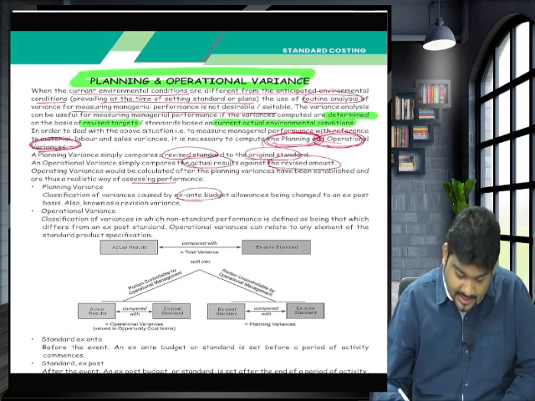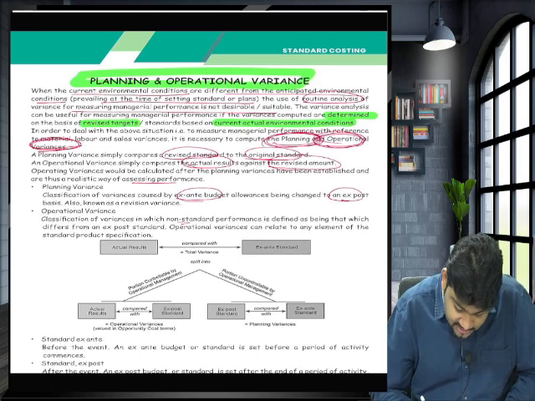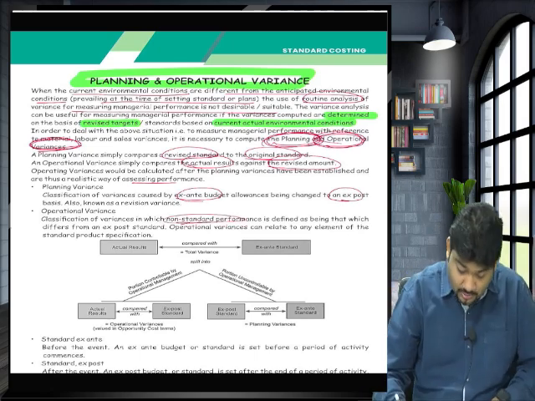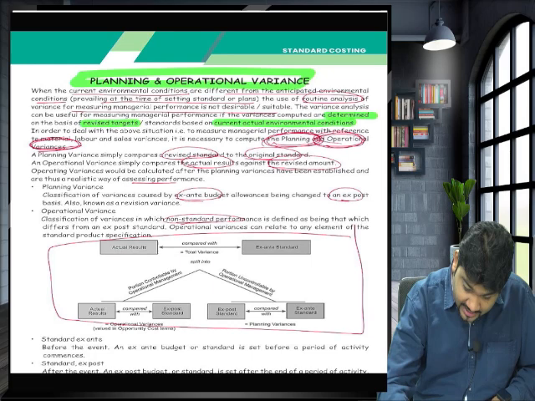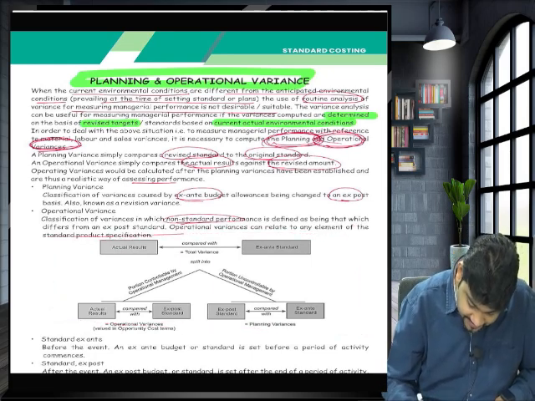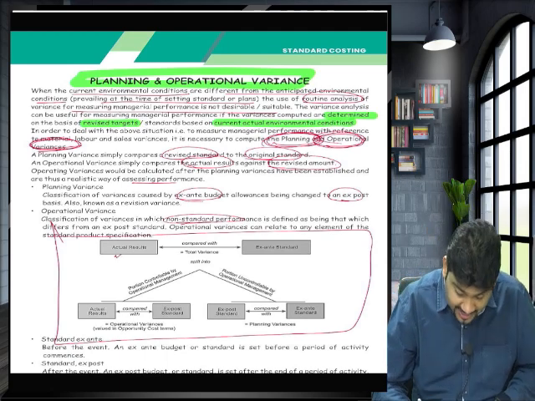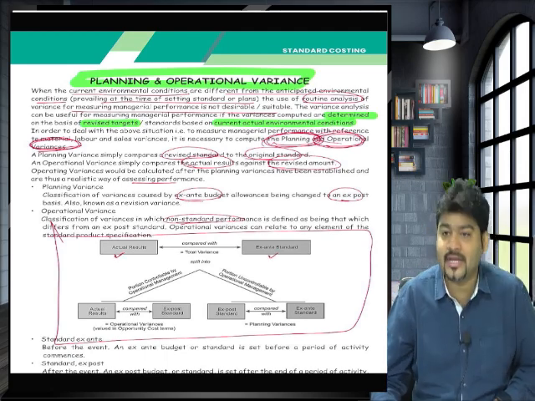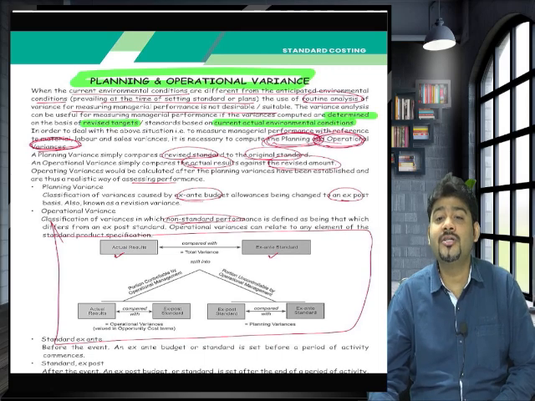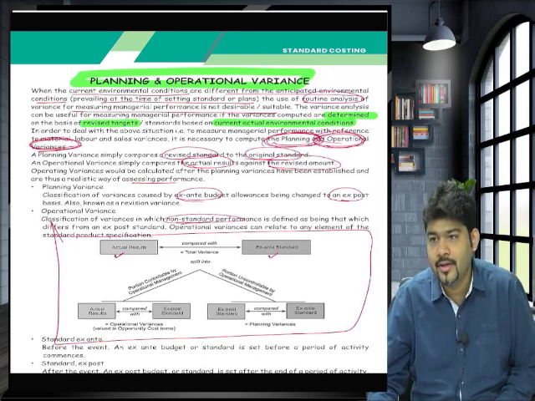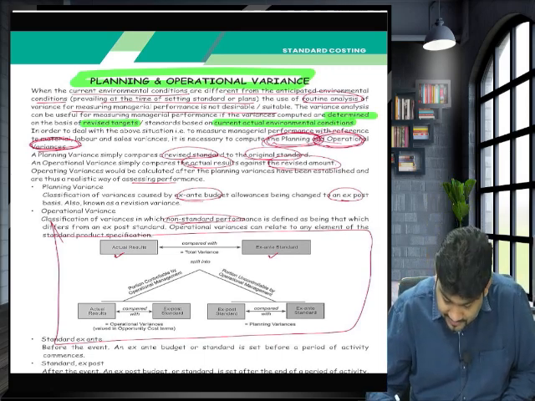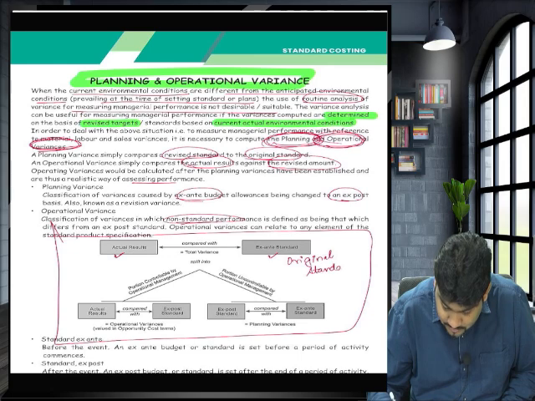Planning variance, classification caused by ex ante budget. What is ex ante budget? I will tell you. Comparison to ex post, I will tell you. Classification of variance, I will tell you now. See, now look at this. Can you see this diagram, everyone? Yes. Now this is comparison of actual results with ex ante standard. Ex ante standard means original standard. So you can write it in your book if you want. Ex ante standard means original standard.